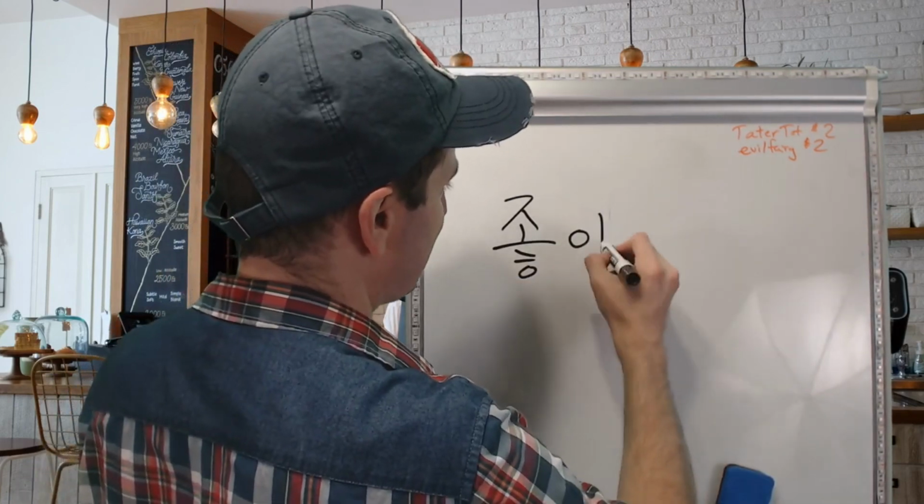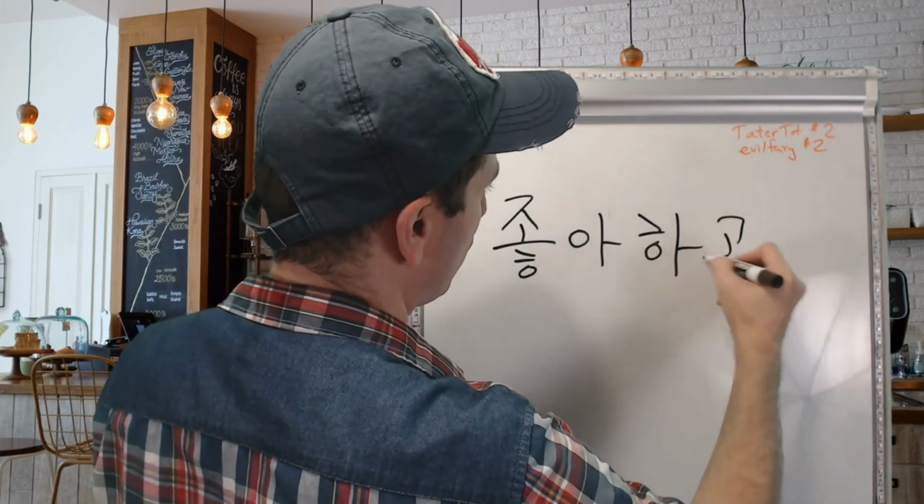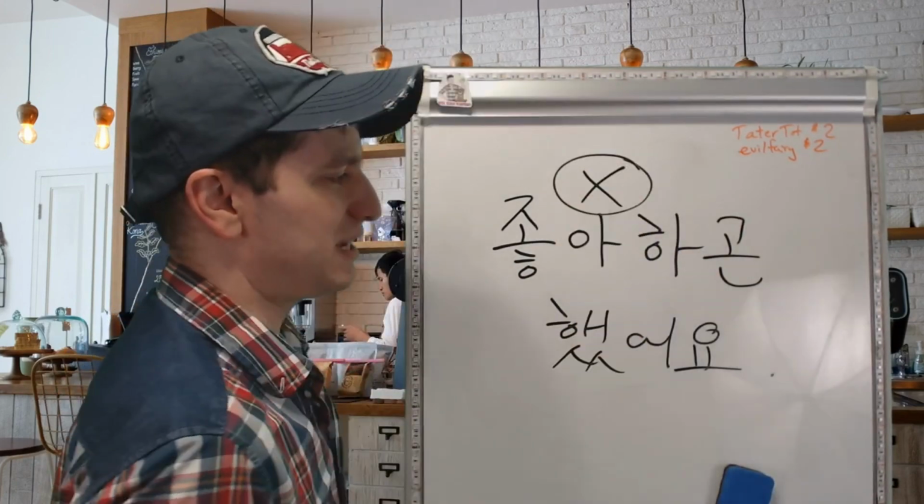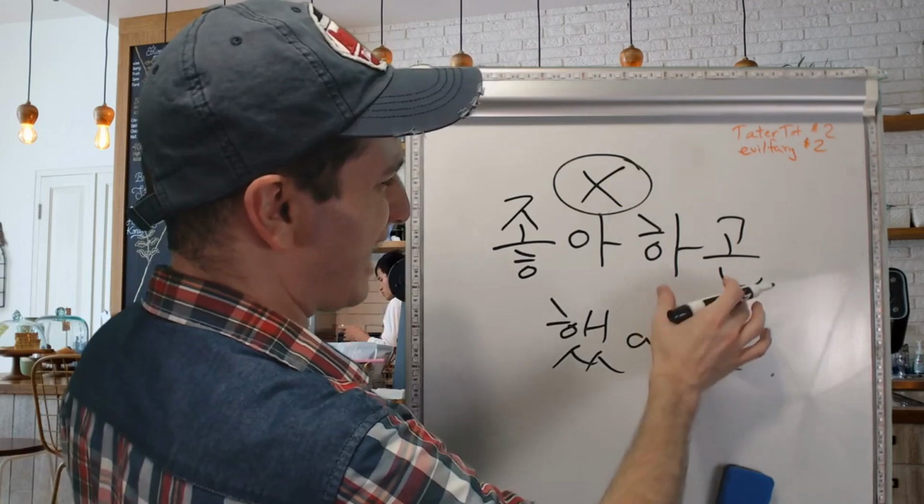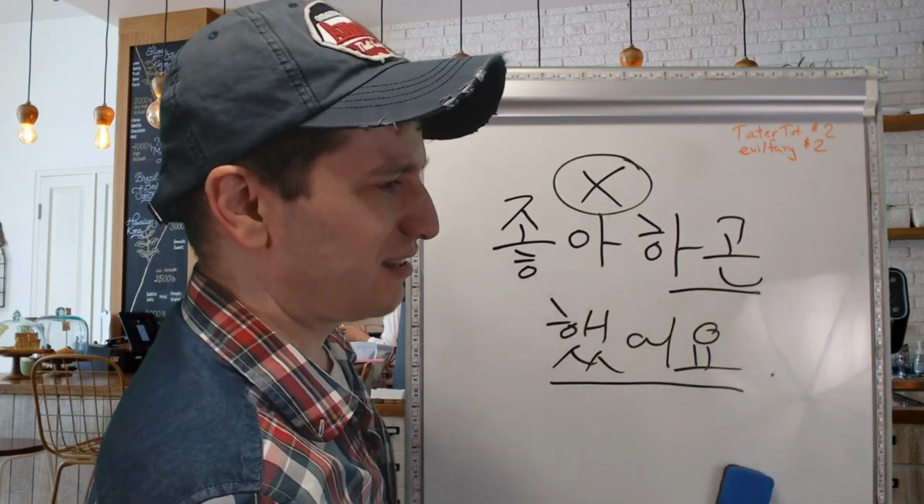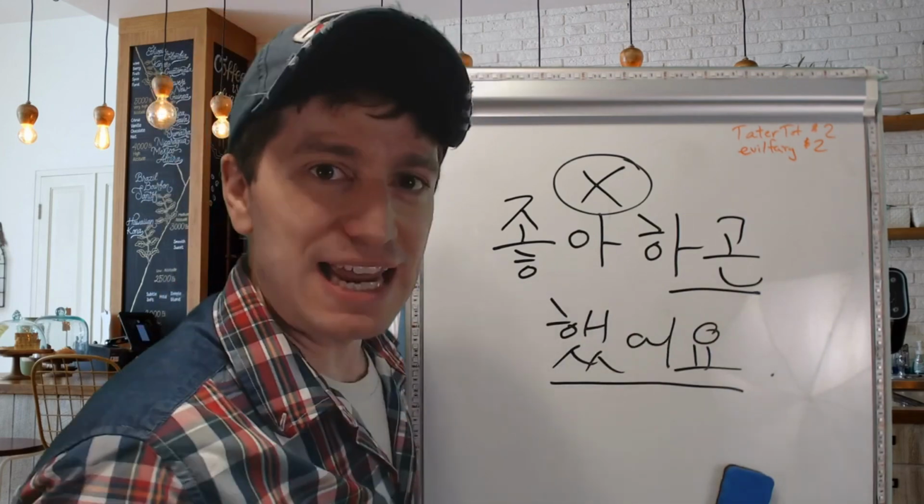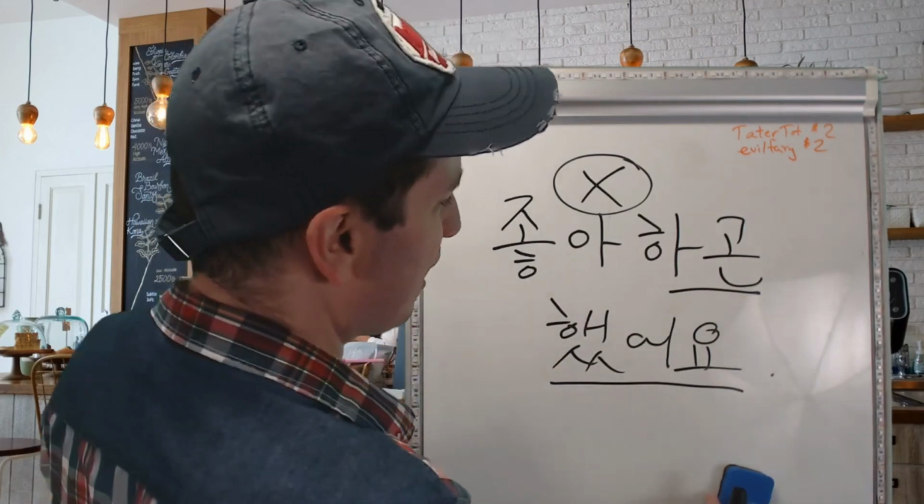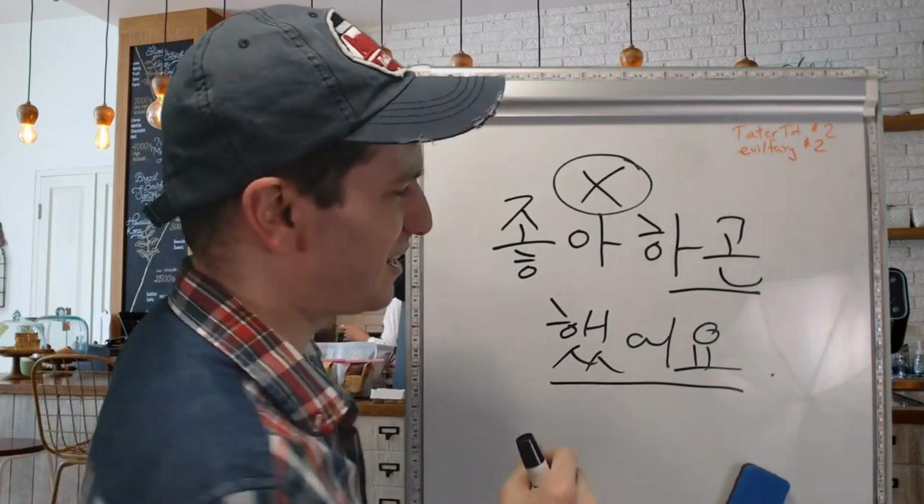좋아하다, meaning to like. You're not going to say 좋아하곤 했어요. The reason being, you're not going to frequently like something. Like, I can't say, oh, I used to frequently like her. I used to frequently like that music album. So you cannot use this for things that you only do once. Let me show you an example.